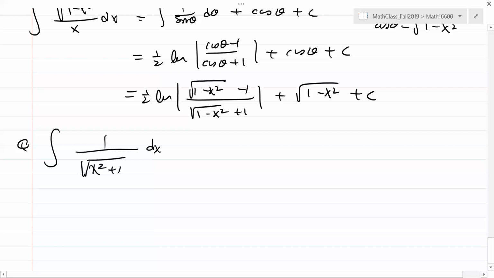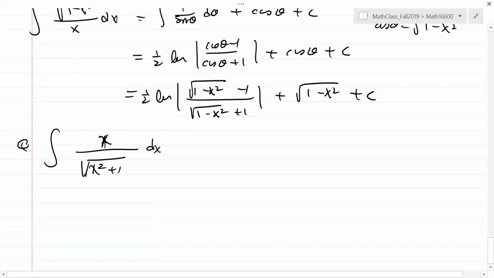X squared plus 1. If I put a radical, I don't want to begin with a very complicated problem, so let me remove that. Let's begin with the first one. We can put x here. Yeah, let's make it a bit easy. So for this problem, we have 2 different ways to solve it.